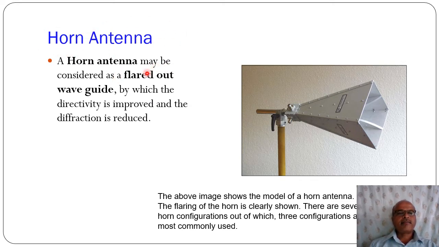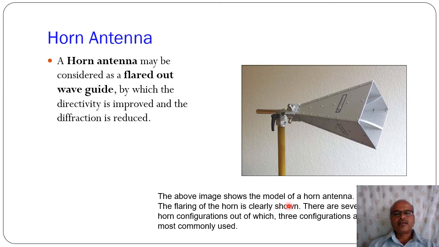A horn antenna may be considered as a flared out waveguide. So this is a flared out waveguide, and this is a waveguide. Why is it called a waveguide? Any hollow metallic tube. So this is a hollow tube. So horn antenna may be considered as a flared out waveguide. This is flared out, by which the directivity is improved and the diffraction is reduced.